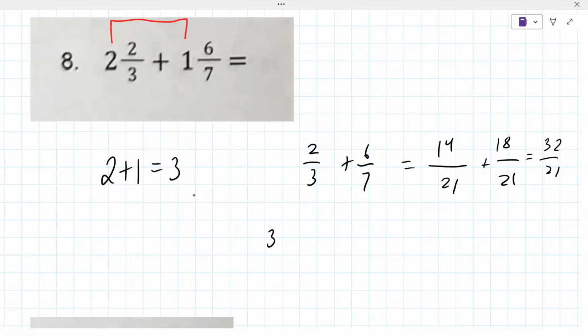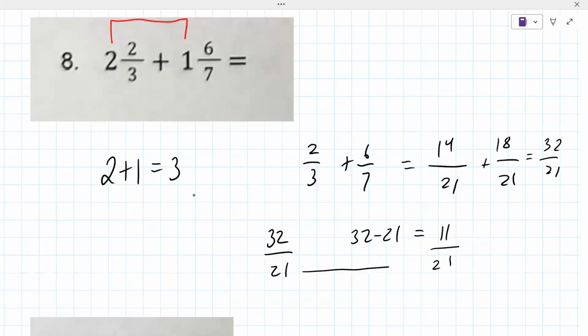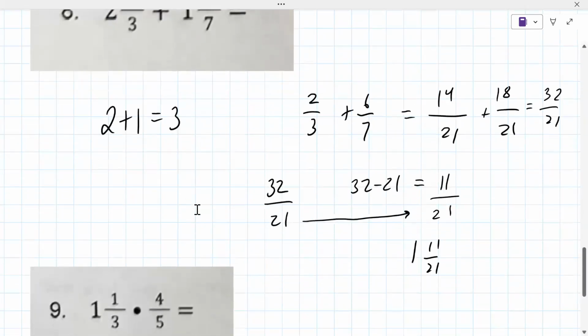So you take the top number and you subtract the bottom number from it. That gives you 11. And then you divide by the bottom number, 11 divided by 21. Since the top is bigger than the bottom, that means there's a 1 there. So it becomes 1 and 11 over 21 for that. Okay.